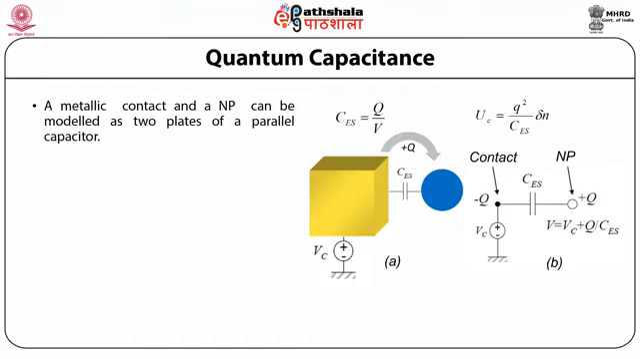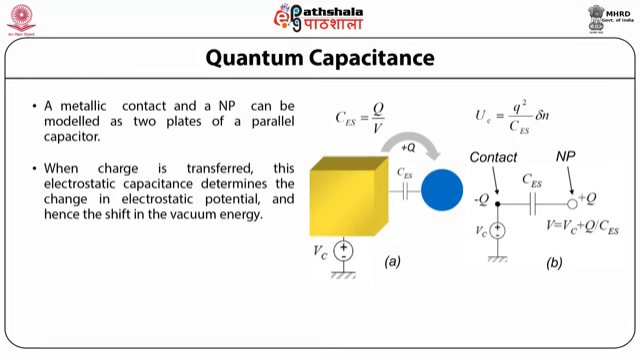The change in potential due to transfer of charge by an amount delta n is UC equal to Q square by CES multiplied by delta n. So in the figure, when a charge is transferred, this electrostatic capacitance determines the change in electrostatic potential and hence the shift in vacuum energy.